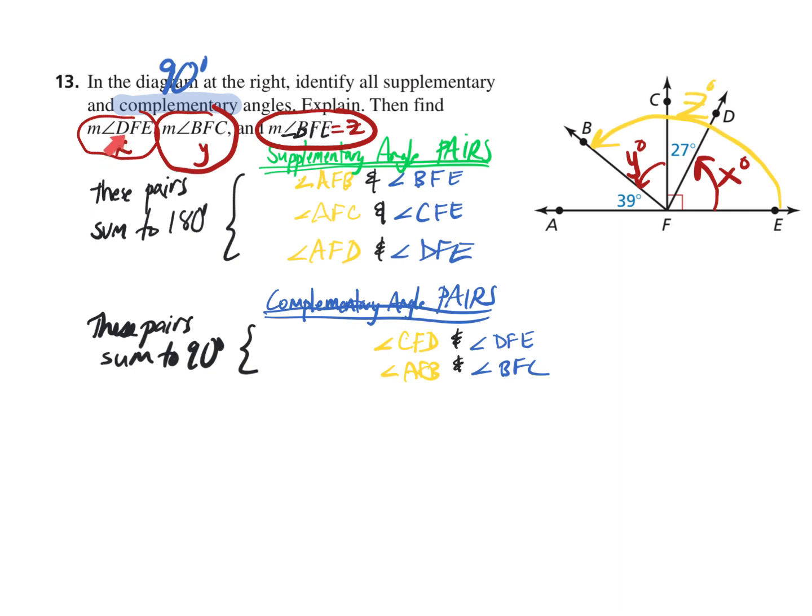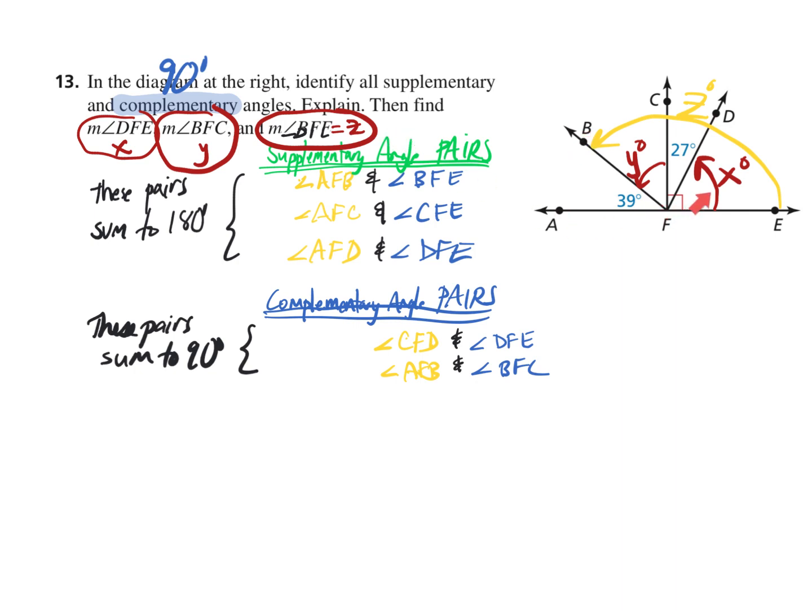And why is that? DFE, if you follow DFE, it's this rotation, the windshield wiper swishing this way. And BFC, follow the order of the letters with your pen. BFC gives us this angle, which is the windshield wiper swishing this way, Y degrees. And BFE starts here, goes to the vertex F all the way to E. So it's this large obtuse angle whose measure we're saying is Z degrees. All right, let's go ahead and find each of them.